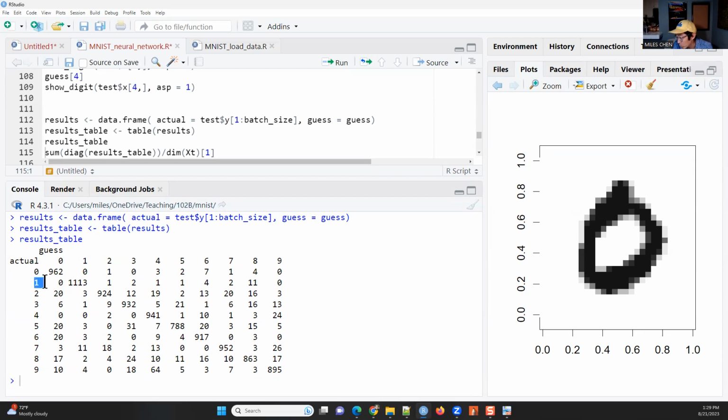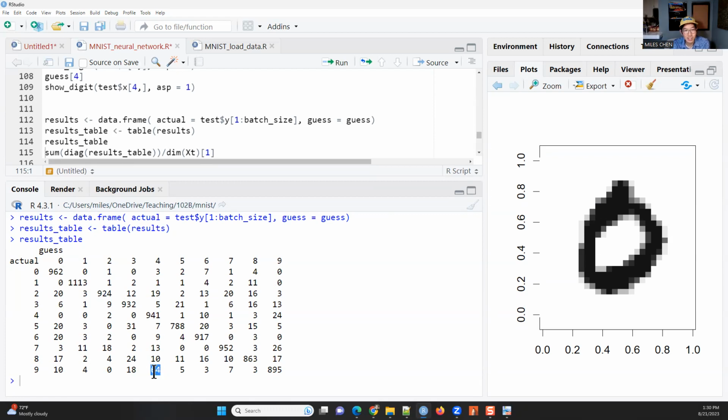When the actual value was a 1, we guessed a 1 1,113 times. We made some mistakes. When the actual value was a 2, sometimes we made a few mistakes and guessed it was a 0, but most of the time we guessed a 2. So basically values along the diagonal we got correctly. These are some mistakes. When the true value was a 9, we guessed the number 4 64 times.